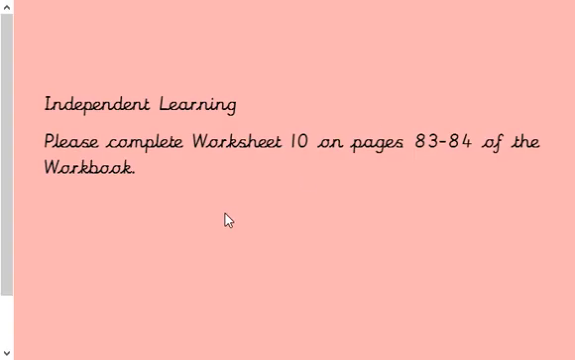Okay, now it's time for you to have a go. You've got worksheet 10 to look at this morning on page 83 and 84 of the workbook. Have a go at it. Press pause now and then press play when you're ready to carry on.